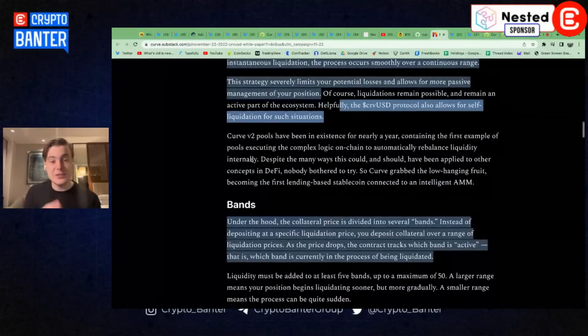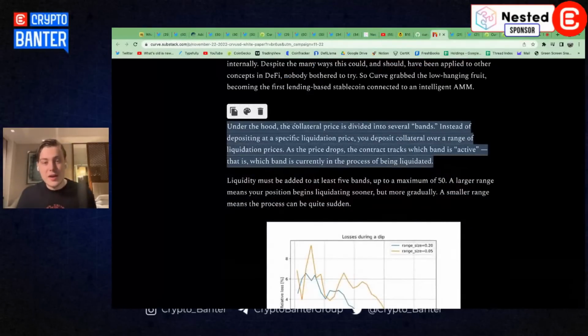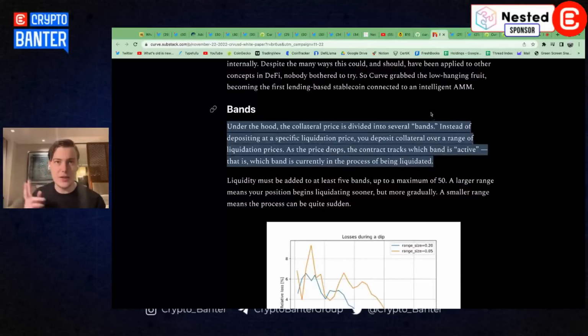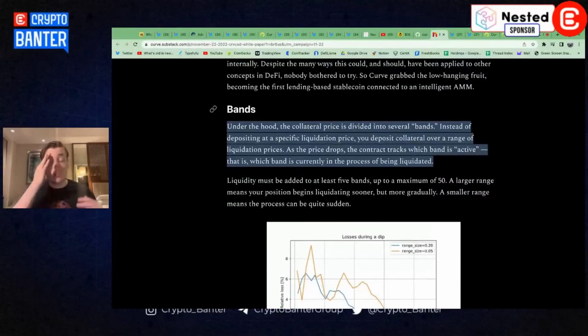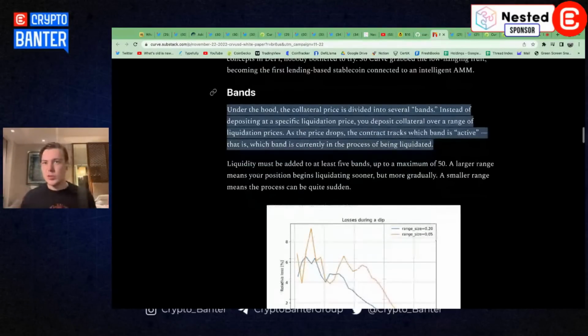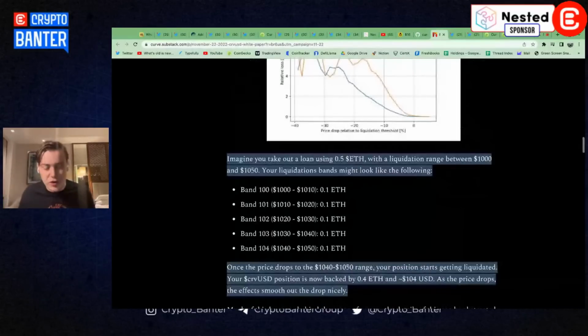And then the second thing is bands, which is under the hood, the collateral price is divided into several band ranges. So instead of depositing at a specific liquidation price, you deposit collateral over a range of liquidation prices. So as the price of an asset drops, or the price of your collateral drops, the contract tracks which band is active, that is, which band is currently in the process of being liquidated. So let's just use a bit of maths in case this is too complicated, to frame how this would actually work in practice.